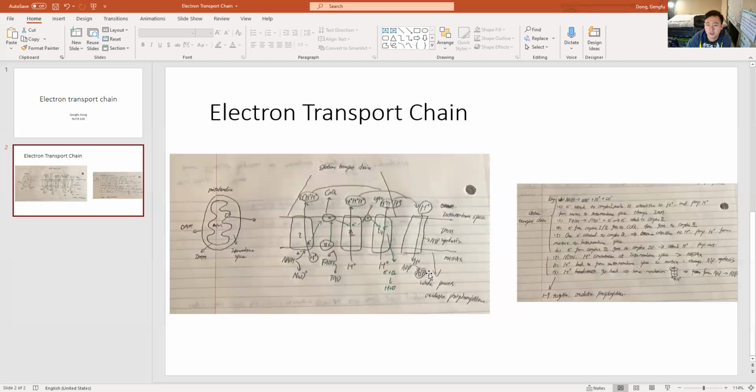generate ATP. So the whole process, the whole electron transport chain, helps the mitochondria to generate ATP to maintain our body energy expenditure. And this whole process can be referred to as oxidative phosphorylation.